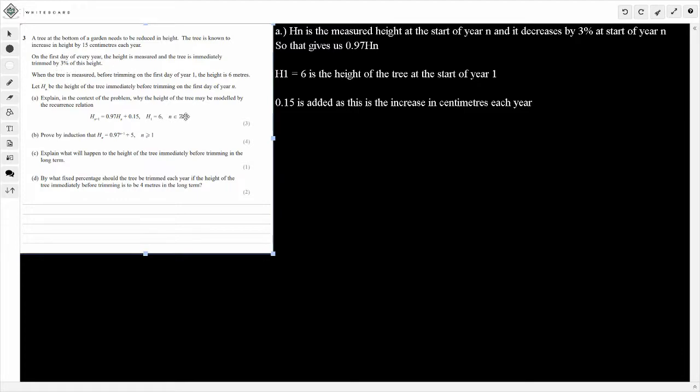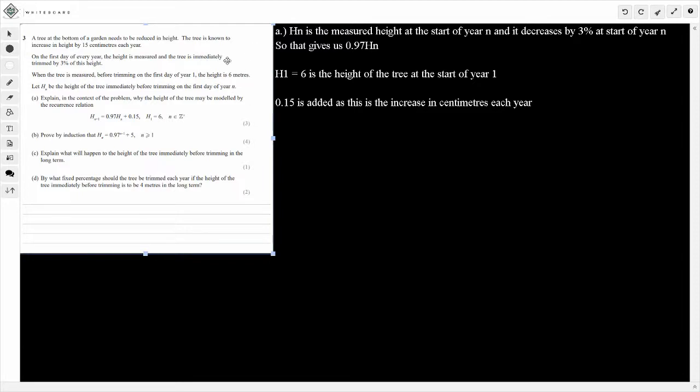Well, if it's trimmed by 3%, that's just the same as multiplying by 0.97 hn, which is where we get this 0.97. So that's your first mark for just mentioning that. h1 is equal to 6 is the height of the tree at the start of year 1. So this is just what you're given here. On the first day of year 1, the height is 6 meters, and this is where h1 equals 6 comes from. And then we also have to mention briefly about this 0.15 here. Well, it does tell you here the tree is known to increase in height by 15 centimeters each year.